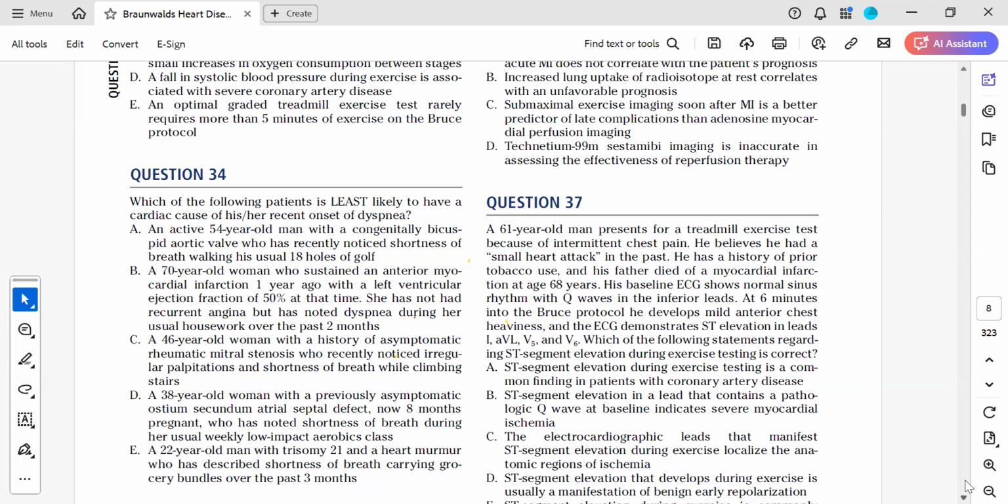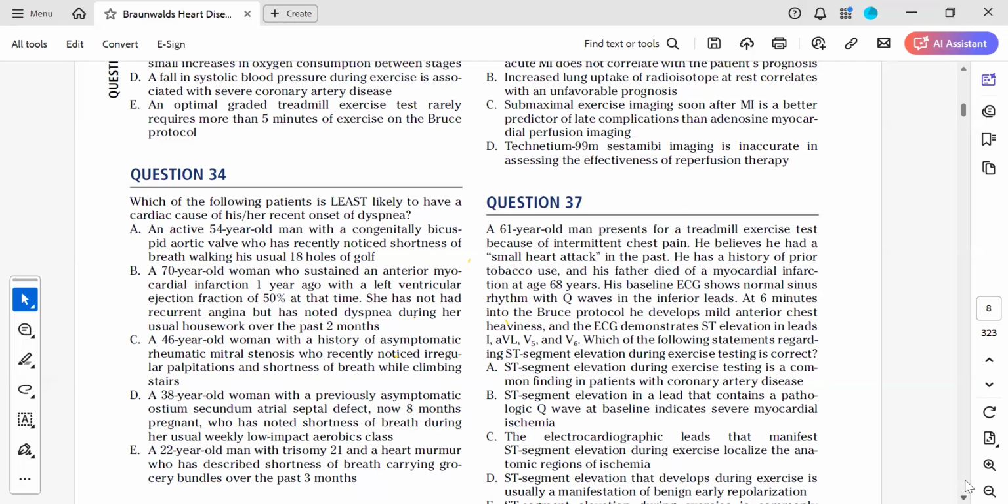I will be talking about question 34. The question is thrown to us, asking about different patient settings, and which one is least likely to have dyspnea due to a cardiac issue.